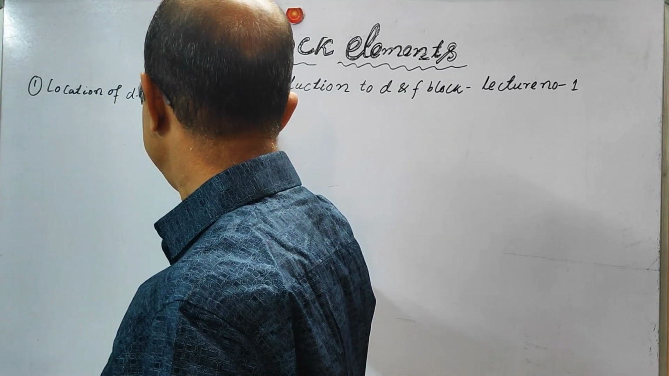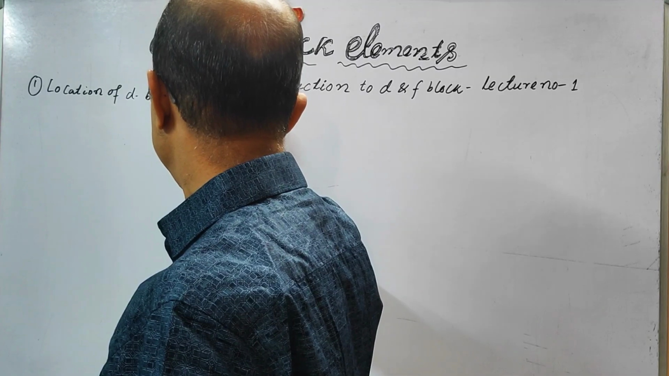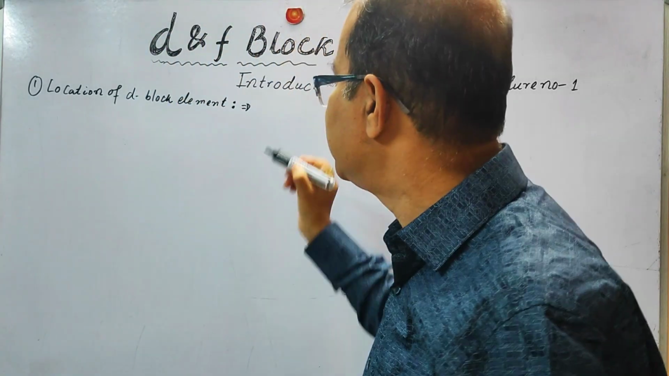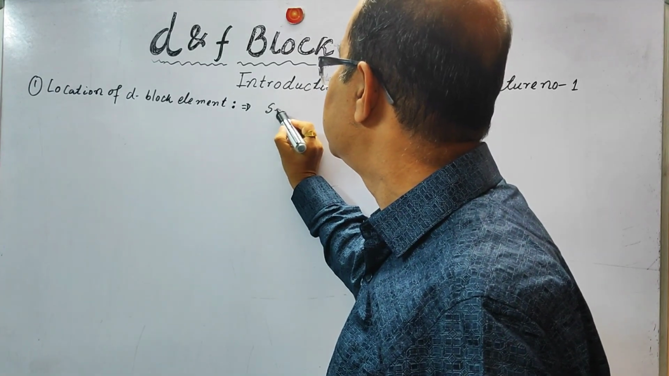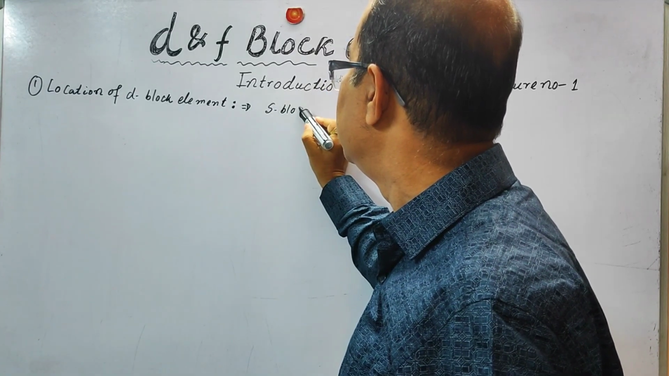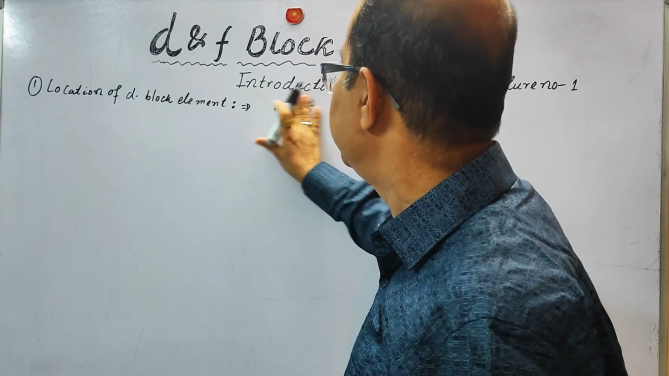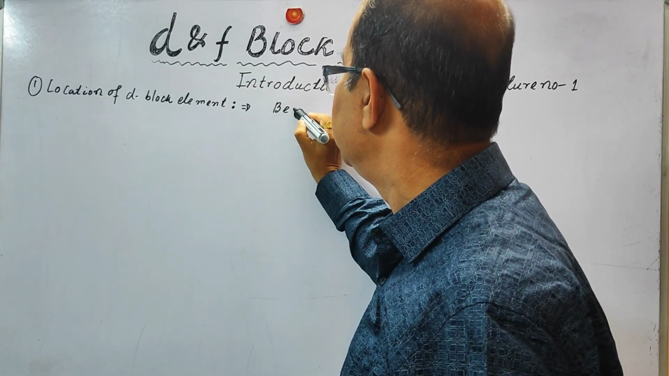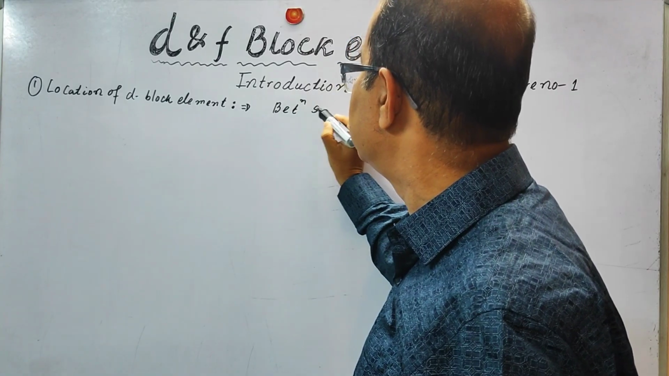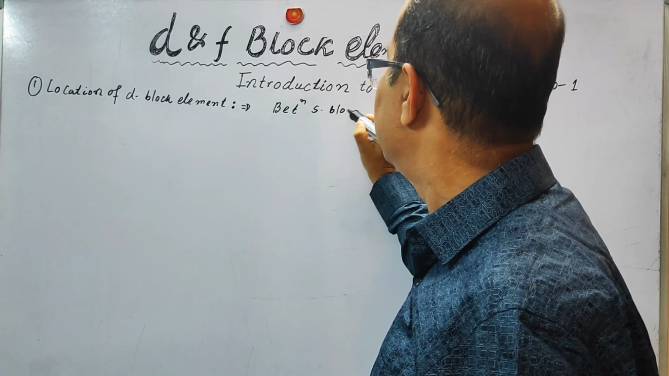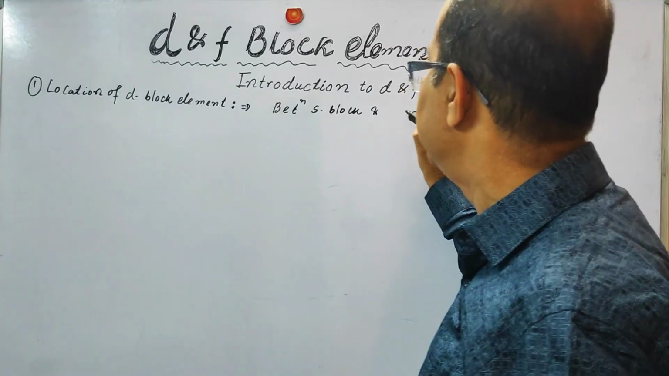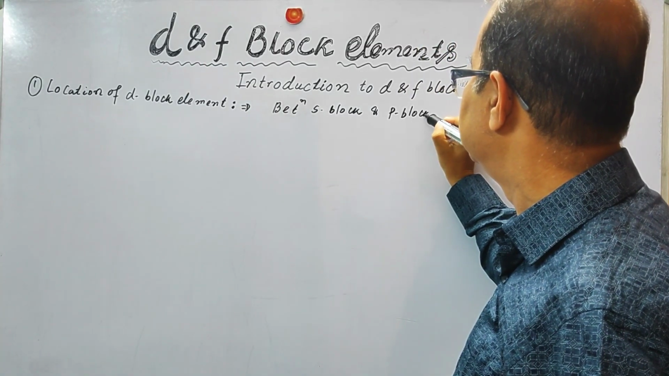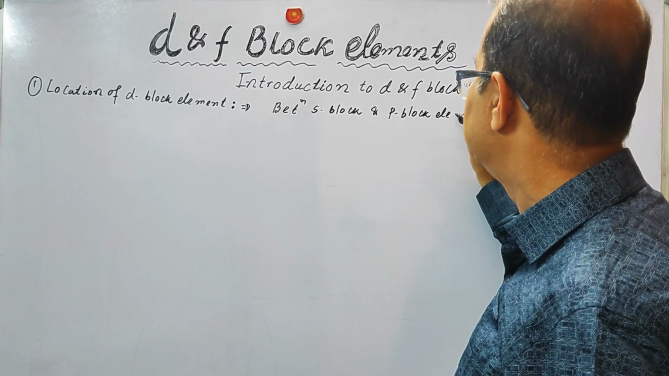D block element is basically located between the most electropositive S block and the P block elements.